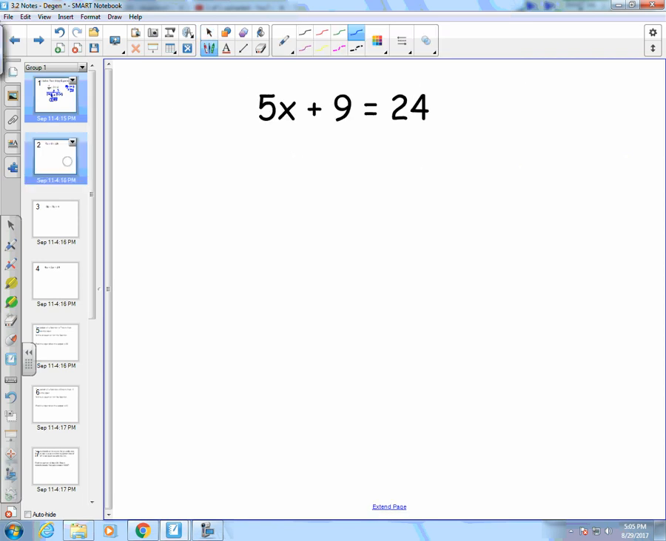Let's go on and do another problem. 5x plus 9 equal 24. Do you want to try to do this one by yourself first? Just stop the video, go through and try it, and then come back in and see if you did it correctly.